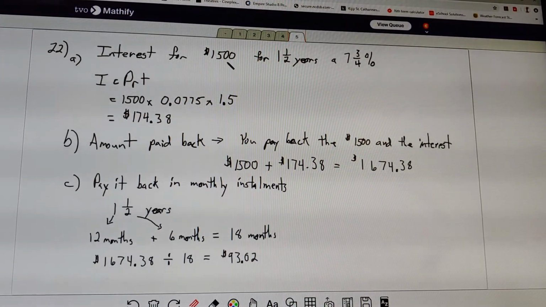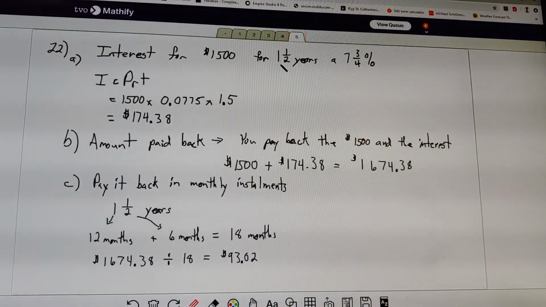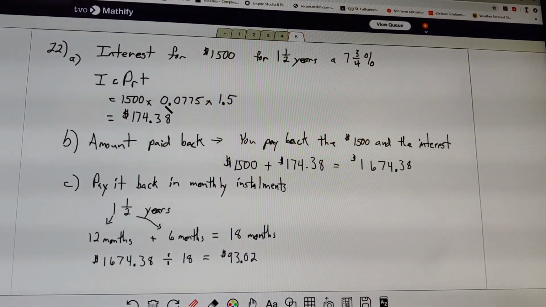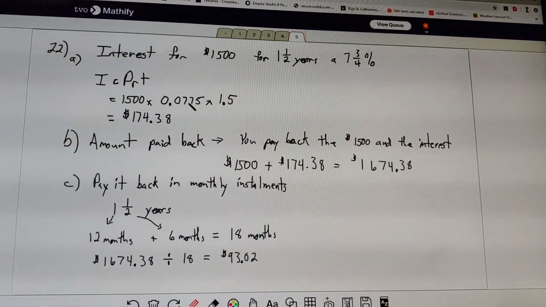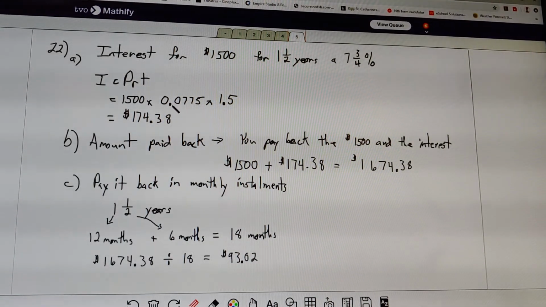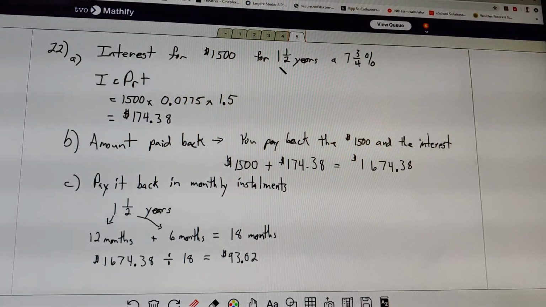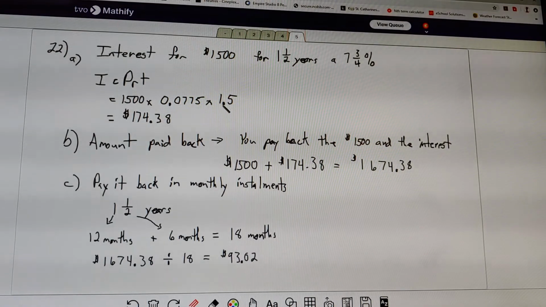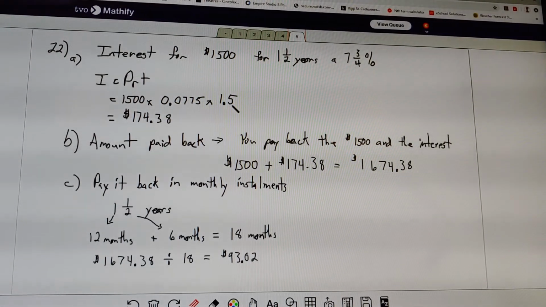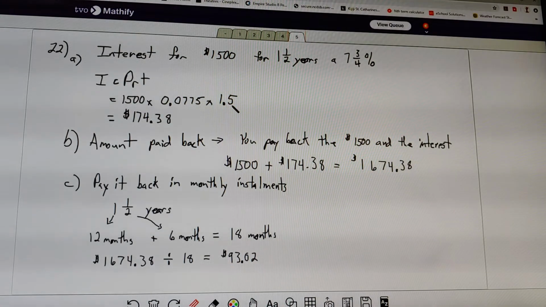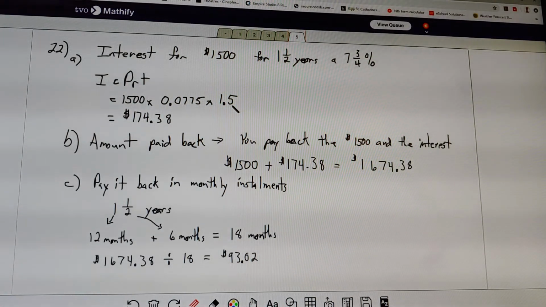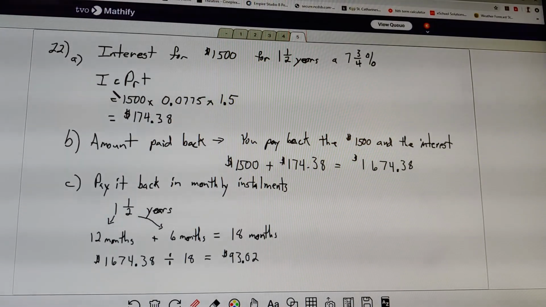Okay, so 1,500 was the principal, and the interest rate was 7.75%. Again, 3 divided by 4 is 0.75, so 7.75%, and then written as a decimal, it was 7.75 moved twice to the left, multiplied by the time in years, 1.5 years. 1 divided by 2 is 0.5, so 1.5. Okay, multiply that all out, and you get $174.38 of simple interest paid.